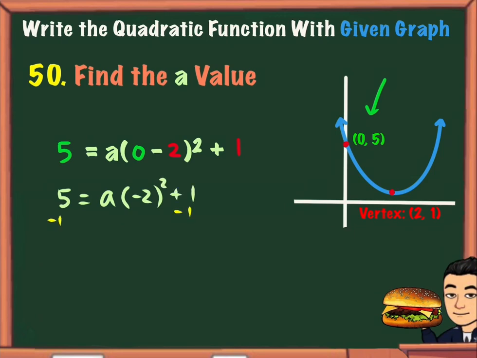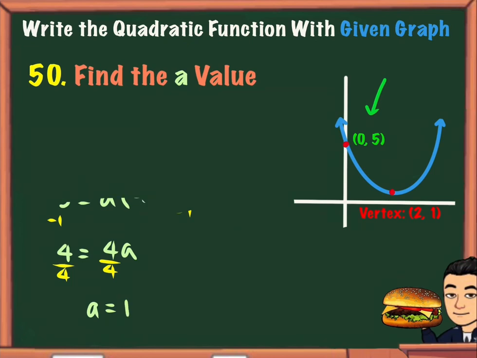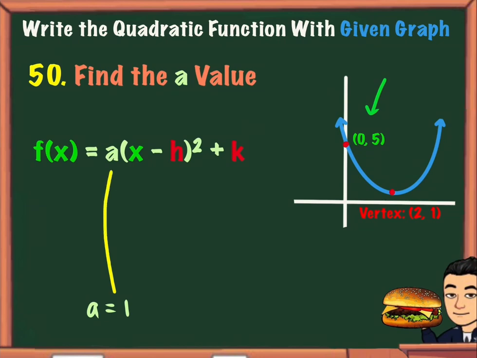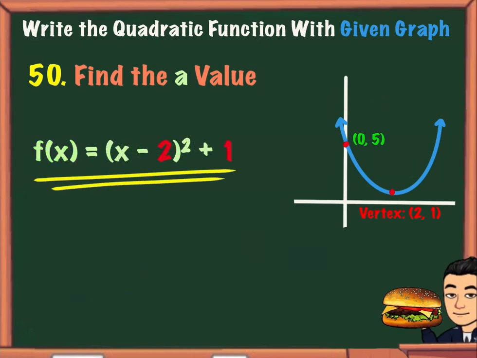Subtract 1 on both sides, so 4 is equal to 4a. Divide by 4 on both sides, a equals 1. Now let's go ahead and erase all the work. And knowing that a equals 1, insert the 1 into a. So make sure you keep the value of the vertex. So put 2 here and 1 there. So this is going to be your quadratic function.